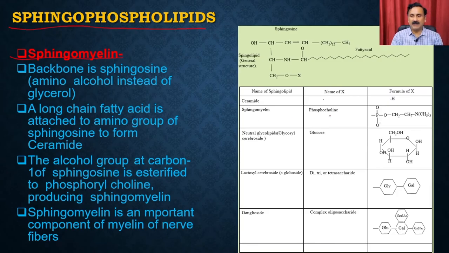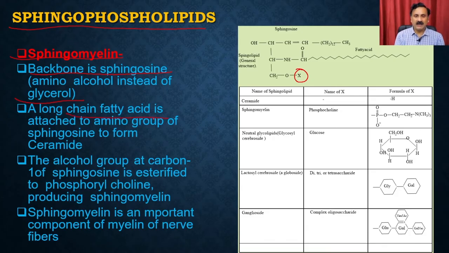So, sphingomyelin is where you can have the sphingosine attached to one of the carbons. So, sphingolipids, and on this you can also have the X molecule, and based on this X, you can have different types of sphingomyelin. So, the backbone is sphingosine instead of the glycerol in the case of sphingomyelin or sphingophospholipids.